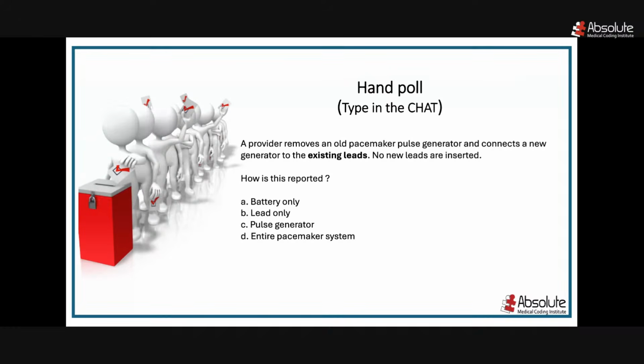Okay, so here a provider removes an old pacemaker pulse generator and connects a new generator to the existing leads. Yes, so both answers are correct. Option A and option C are correct because pulse generator and battery are the same, right? That I told you in the beginning. So if you have answered option A or option C, both are correct. Great answers. Excellent. Let's move on to the next one.